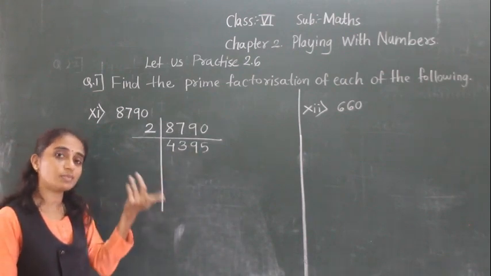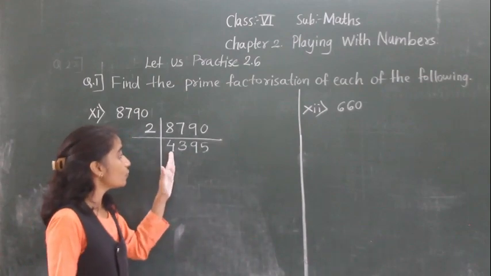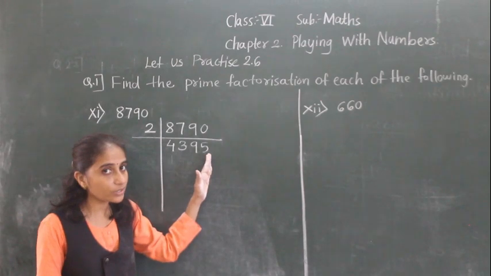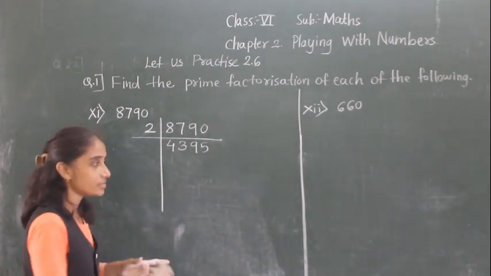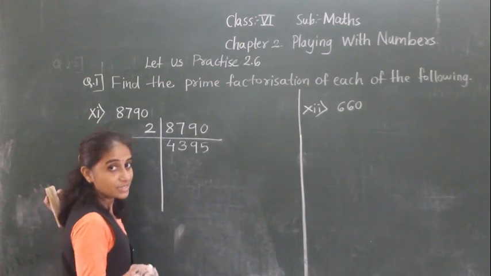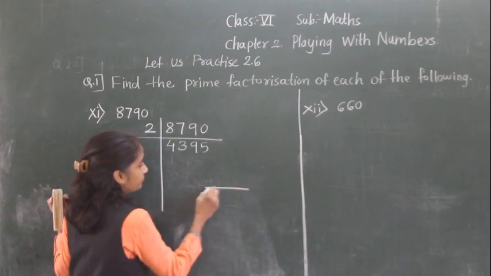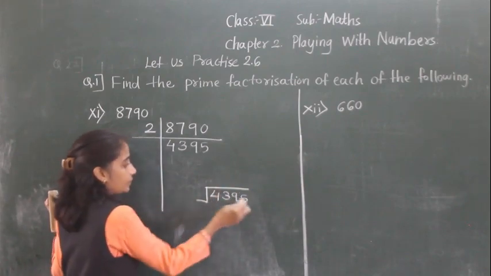We have to check the divisibility test of 3. The sum of the digits should be divisible by 3. So 4 plus 3, 7, 7 plus 9, 16, 16 plus 5, 21. So 21 is divisible by 3. So this number is divisible by 3. See, we can use the divisibility test here. Is it useful or not? See here, 4, 3, 9, 5.